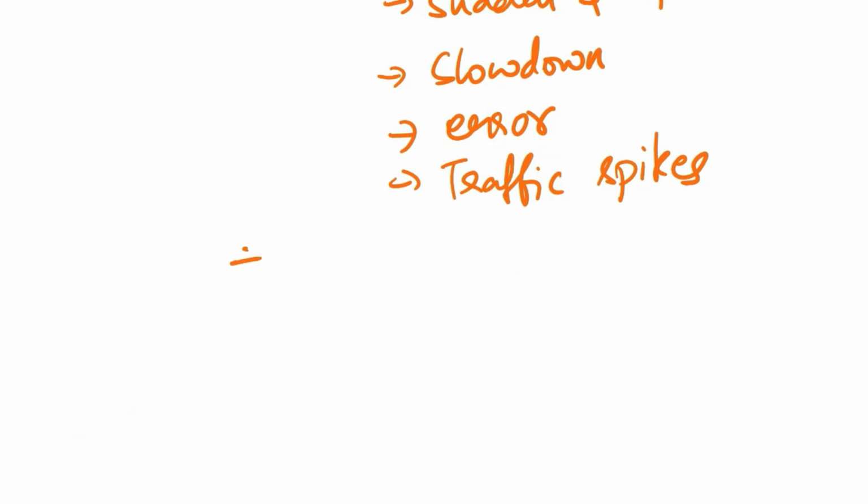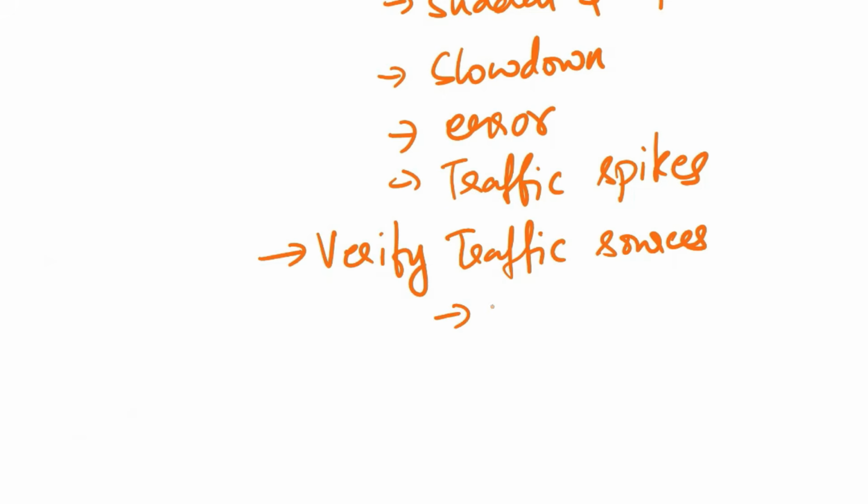Next is to verify traffic sources. The next step in identifying a DDoS attack is to verify traffic sources. So you need to identify the source IPs that are responsible for the increased traffic. DDoS traffic often comes from multiple compromised devices. Those are also known as botnets.